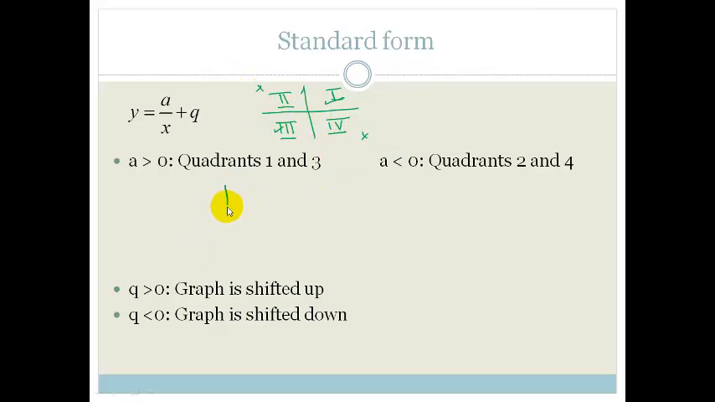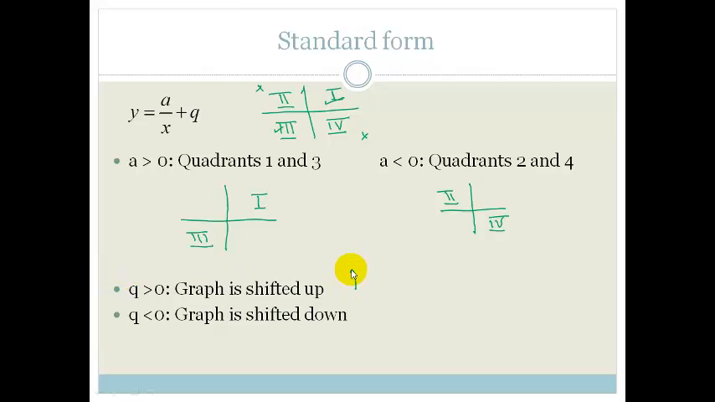So let me make all this nicely for you. If it's bigger than 0, it's going to be in quadrants 1 and 3. And if it is smaller than 0, or negative, then it's going to be in quadrants 2 and 4. Also, we know that if q is bigger than 0, then what does it do?